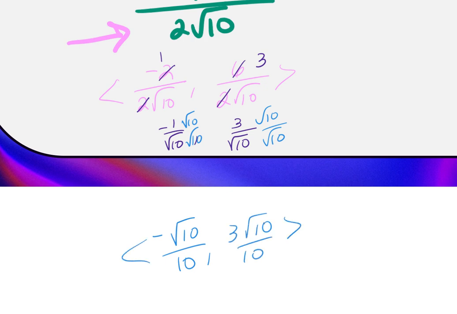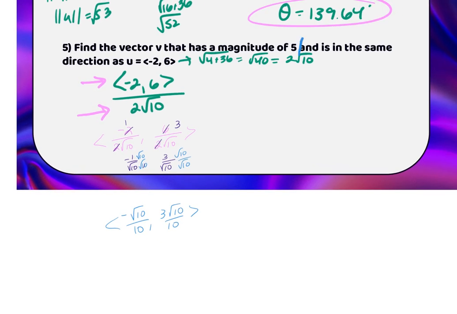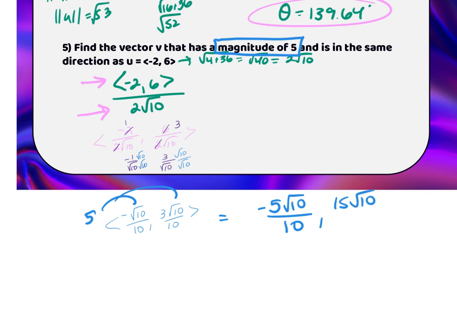So if it had just asked for a unit vector in the same direction, that would have been my answer. But it's not. It's saying now change that vector to have a magnitude of 5. So at the end, I'm going to take that 5 and multiply it times both. So negative 5 root 10 over 10 and 15 root 10 over 10 would be the vector in the same direction as u with a magnitude of 5.